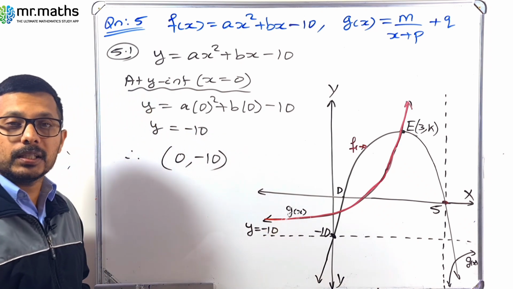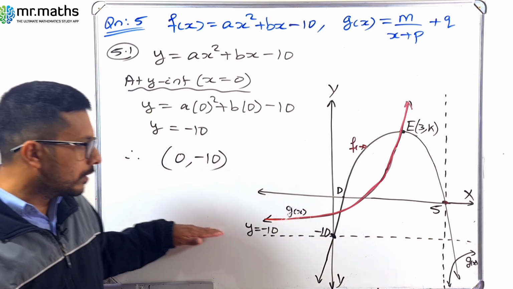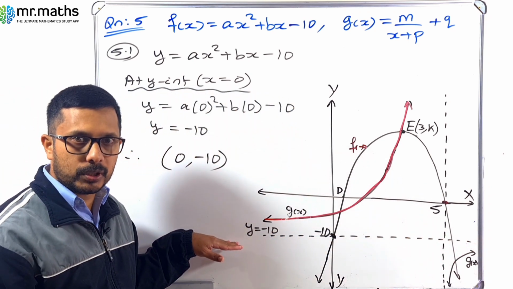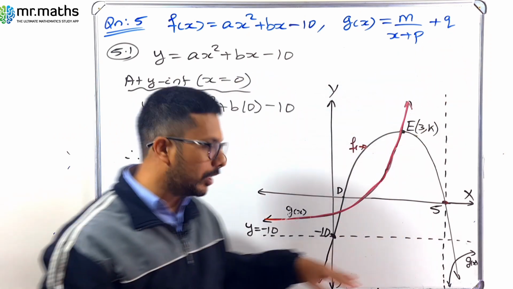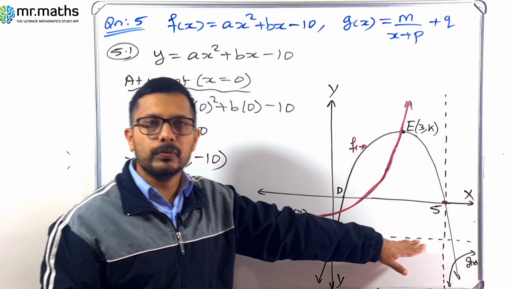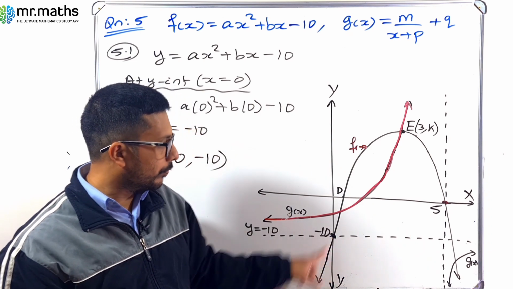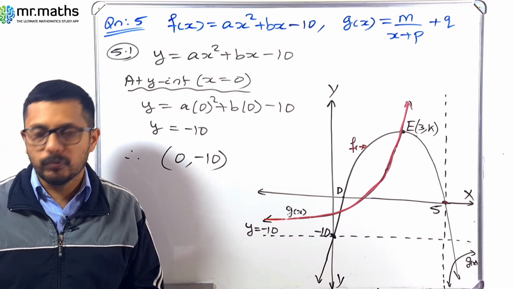Here you can see that y is equal to minus 10 is also the horizontal asymptote of g of x, this value of q, that is y is equal to minus 10. That we also got from this question. So the y-intercept of f of x is minus 10. That is question number 5.1.